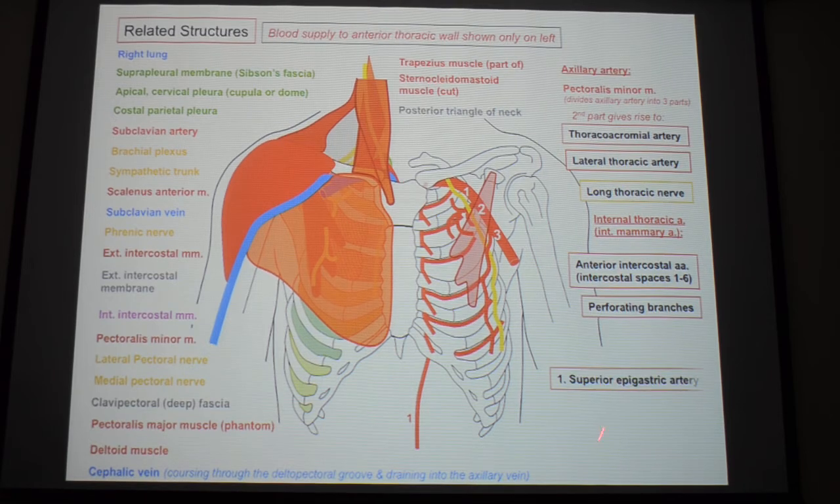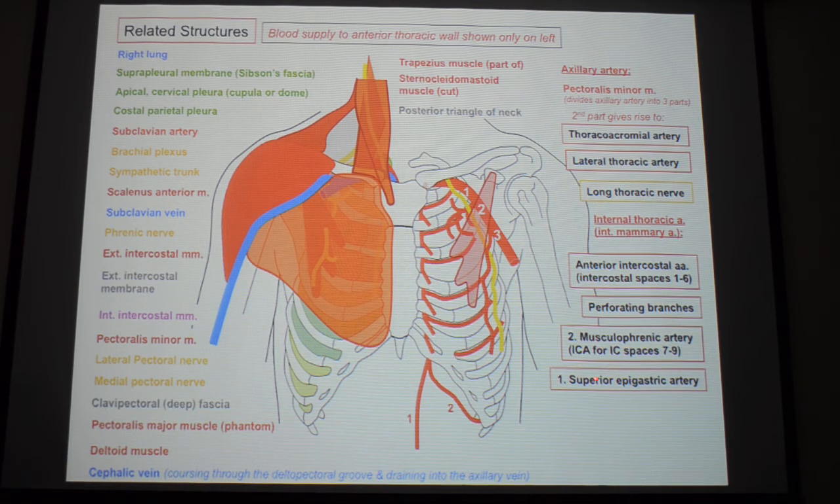Number one, superior epigastric artery, and number two, musculophrenic artery. Is that clear? The musculophrenic artery gives anterior intercostal arteries for spaces 7, 8, and 9. So three spaces: space number 7, space number 8, and space number 9. They get their blood supply from the musculophrenic artery. Clear? When we do it in detail, then we'll talk.